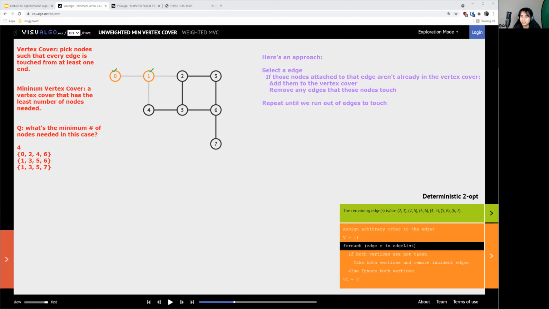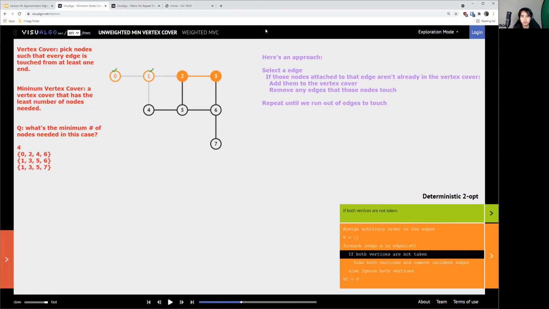All right, we're getting a good deal of people typing in 2, 3. And that's right, because what we're saying is of all the edges that aren't grayed out, pick one, any of them, but since we have to tie break, we'll pick the one with the smallest labeled nodes, which means 2, 3 gets picked next. So we'll mark those two nodes that are associated with the edge 2, 3 as part of our vertex cover. And then we're going to go ahead and just gray out all of the edges that 2 and 3 touch. In other words, 2, 5, and 3, 6 are all grayed out now.